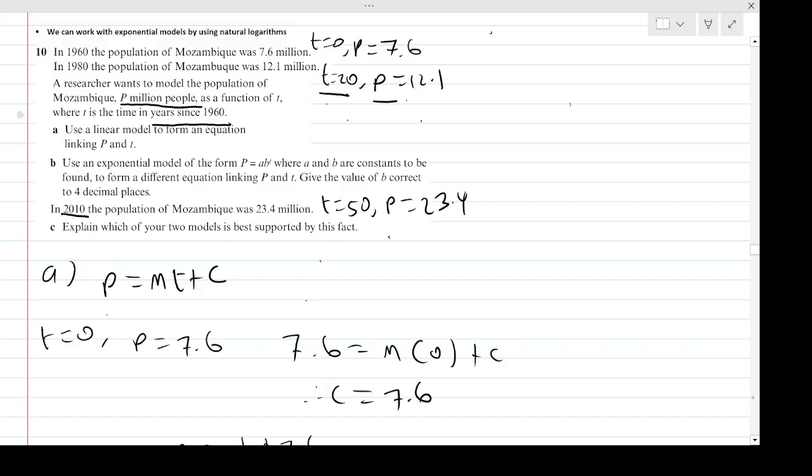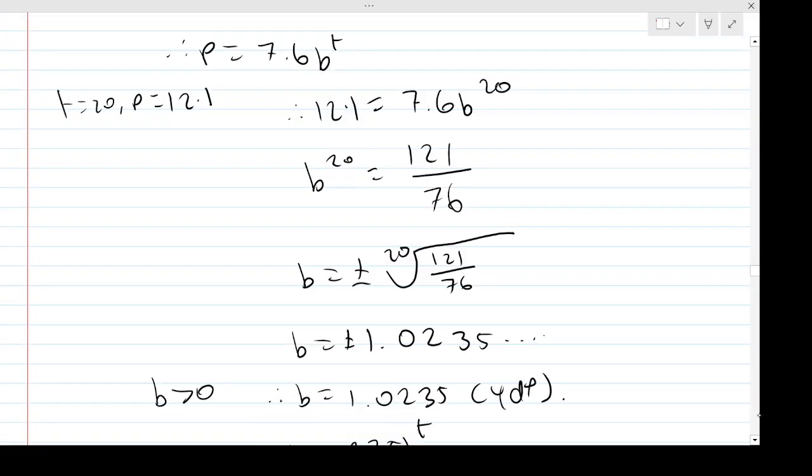Then it says, explain which of my two models is best supported. So basically it's saying, which model is the closest to this answer? So t is 50.